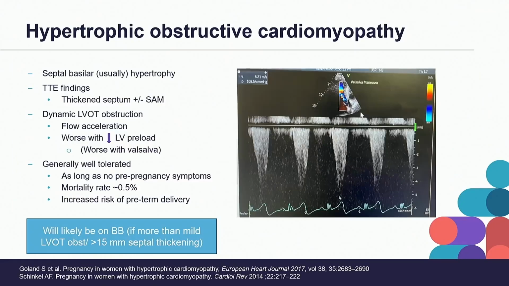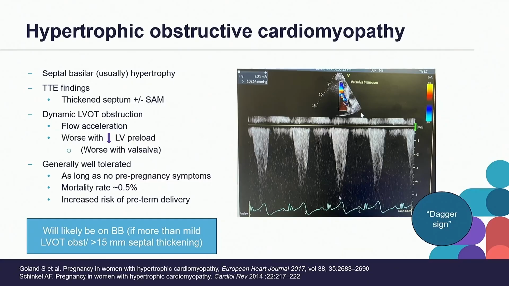So briefly, about hypertrophic cardiomyopathy. I'm sure everyone has seen a pregnant patient with hypertrophic cardiomyopathy. One of the more common things you see, this patient, maybe you can't see the gradient, the peak gradient is 108. This patient had what's called a dagger sign and also had a spinal for her cesarean delivery.